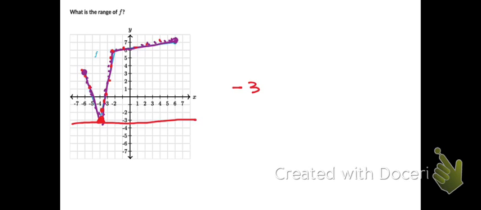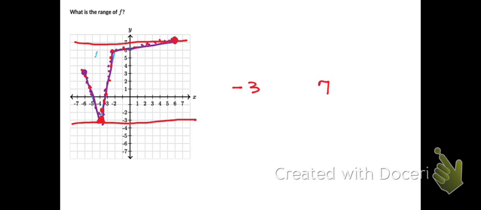What is the very highest y-coordinate we have? Right here at 7. So you're basically saying, how low does our graph go? How high does it grow? It goes all the way down to -3. It goes all the way up to 7.